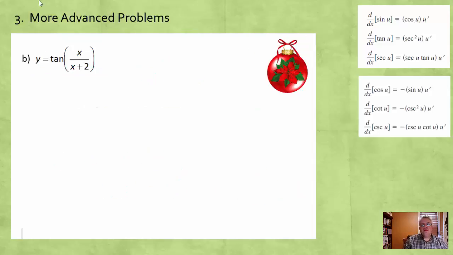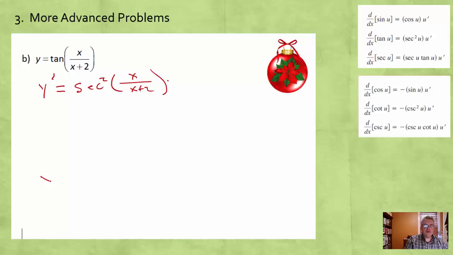All right. We're going to take the tangent of x over x plus 2. Already, I see what the trouble is. The trouble is not taking the derivative of the tangent. It's the inside function. And we need the quotient rule for that. So, like I said, start the way we normally start. Y prime is secant squared of the function times the derivative of the function.